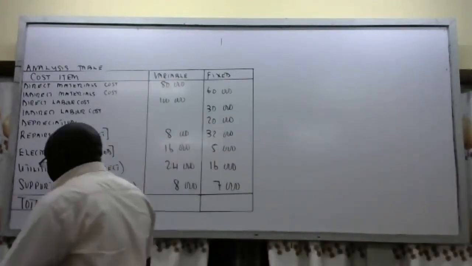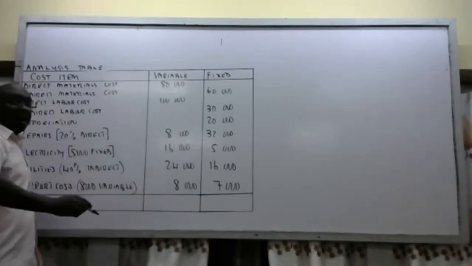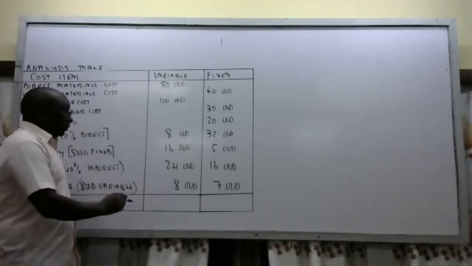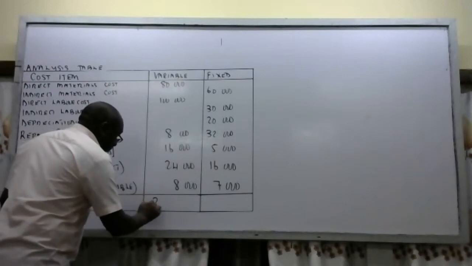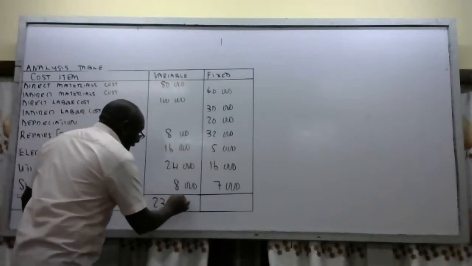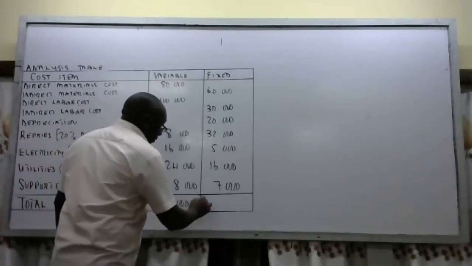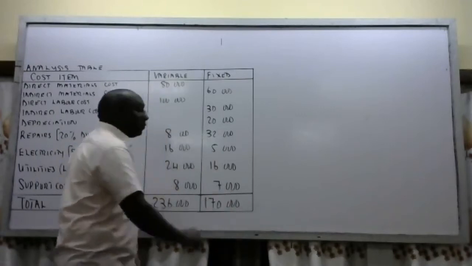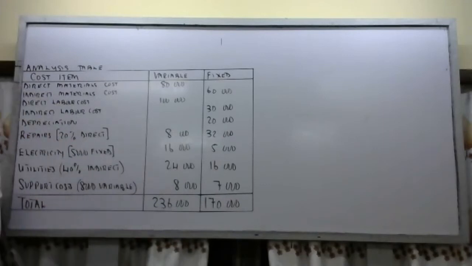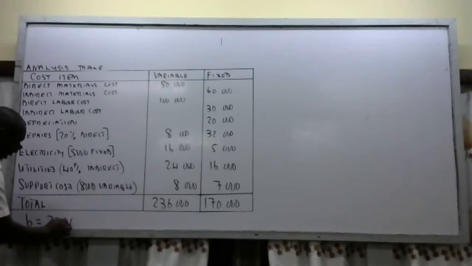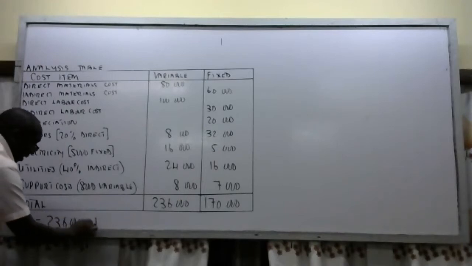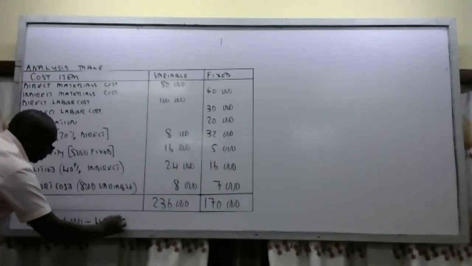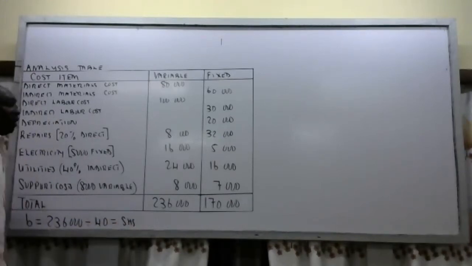Give me the total variable you have gotten. 236,000. And fixed you have gotten 170,000. So now below that, B, which we say is the variable cost per unit, should be 236,000. You divide by 40. That is shillings how much?